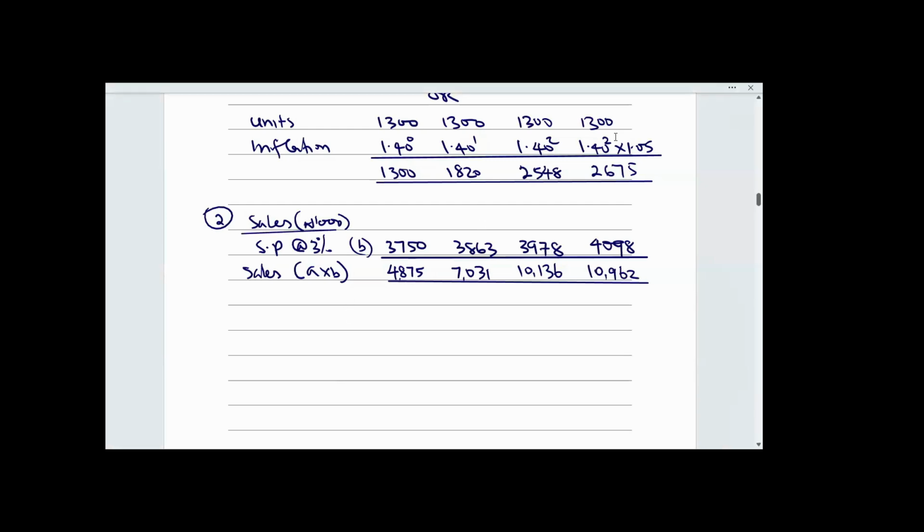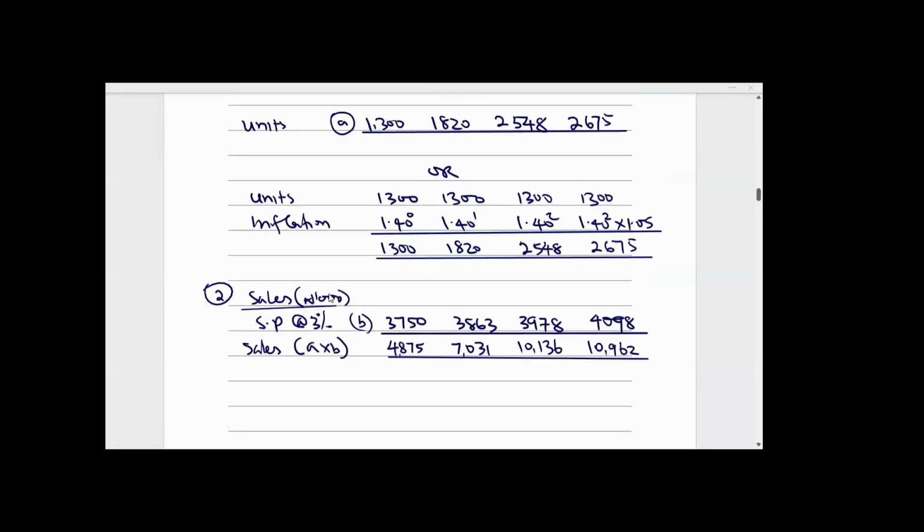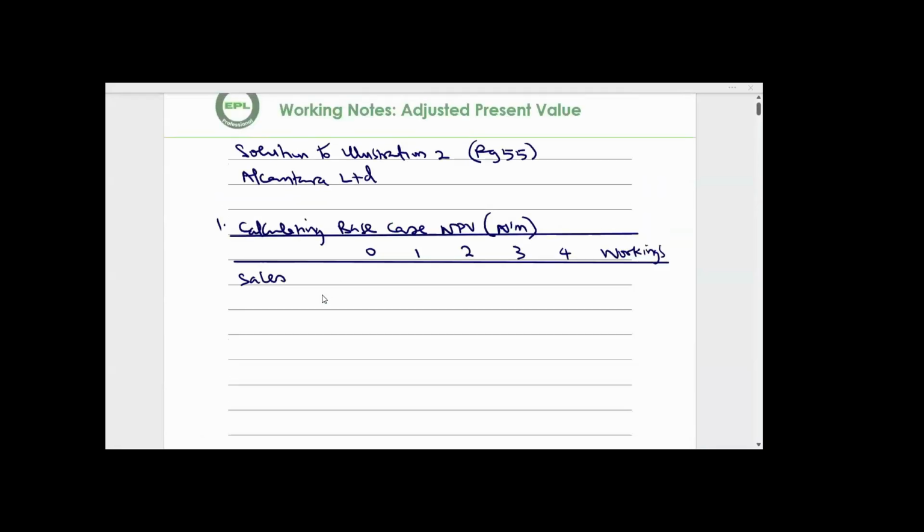Let's go and post it. So 4,875 in the first year. Please be calling the numbers for me, I can't be switching. Here is 4,875, 7,031, then year 3, 10,136, and then 10,962. Working number 2. So we are done with sales value.